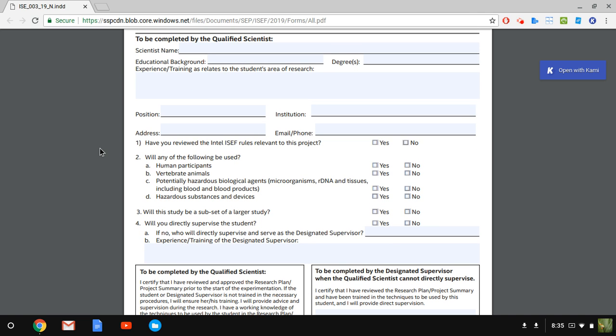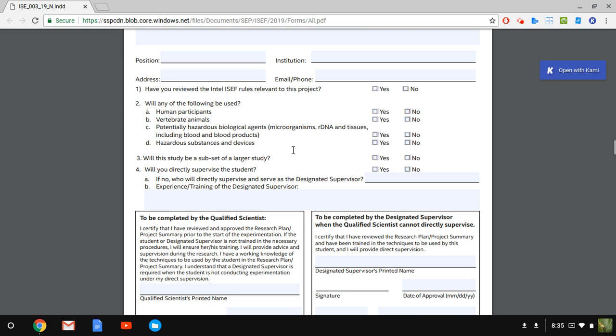So the thing for this person to fill out is, have they reviewed the Intel rules? Yes or no? Will any of the following be used? It asks about the things that are really flagged during the form wizard thing. These are the four main areas that the science fair groups are concerned about. So if you're using those things, that's okay. That just means you're going to require extra forms, as we've talked about earlier. Will this study be a subset of a larger study? Oftentimes this is the case. That's okay if the answer to that one is yes.